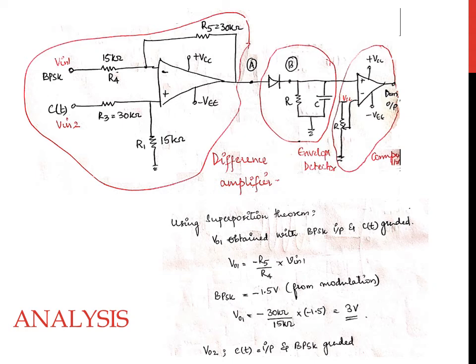In such a case, the circuit will appear to be an inverting amplifier circuit, and the output voltage that we obtain, Vout1, will be equal to minus 30 kilo ohms divided by 15 kilo ohms multiplied by minus 1.5 volt, which is equal to 3 volts.